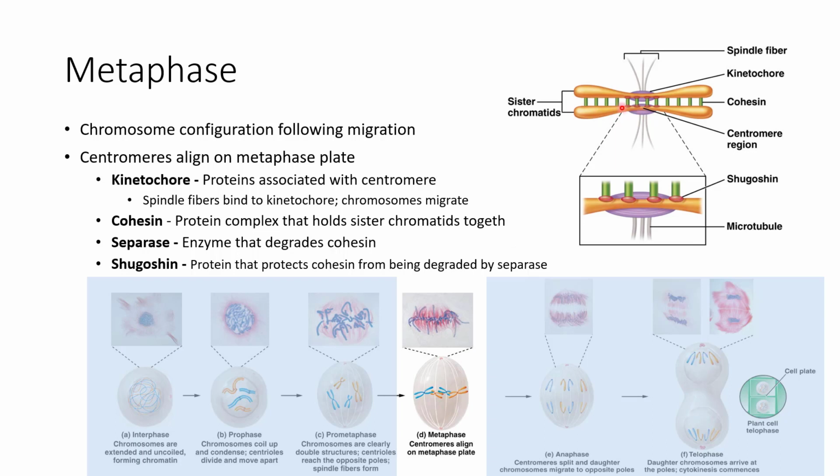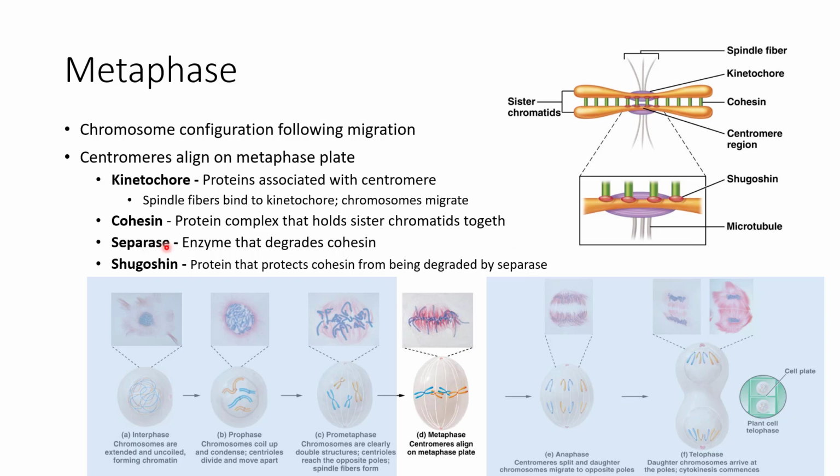Now, shugoshin is a Japanese term. It kind of refers to armor. So again, it's kind of this armor that's protecting the cohesin. And what we see occurring around metaphase is we start getting the production of an enzyme protein called separase.